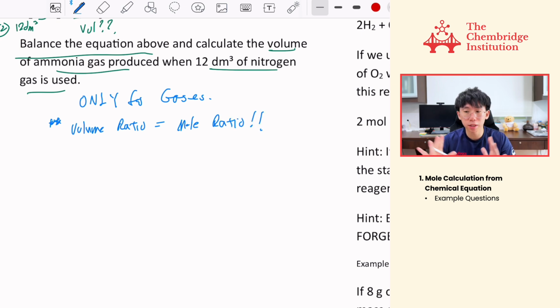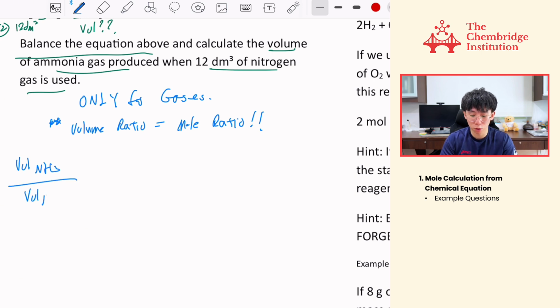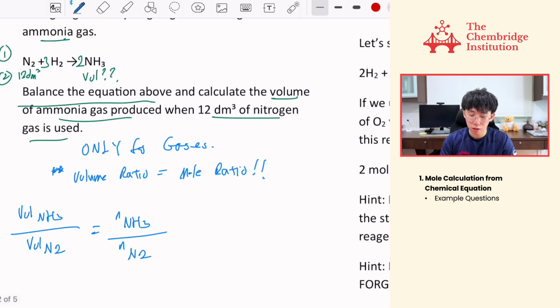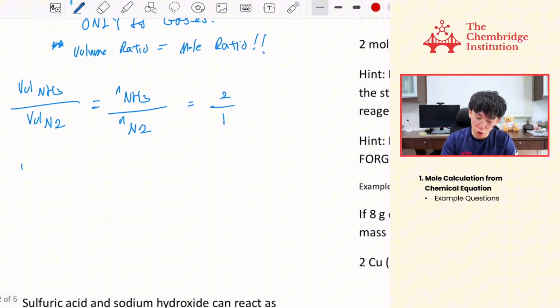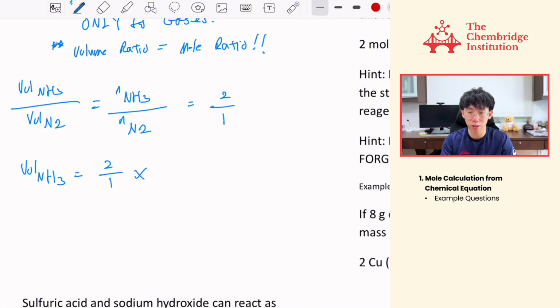Okay, just remember this rule. Volume ratio is equal to mole ratio only for gases. So the volume of ammonia relative to the volume of nitrogen gas is equal to the number of moles of ammonia divided by the number of moles of nitrogen gas, and we can find this mole ratio from the equation. From this equation, this is just 2/1. So the volume of ammonia is just 2/1 times the volume of nitrogen gas, which is 12, and you get a value of 24.0 km3.